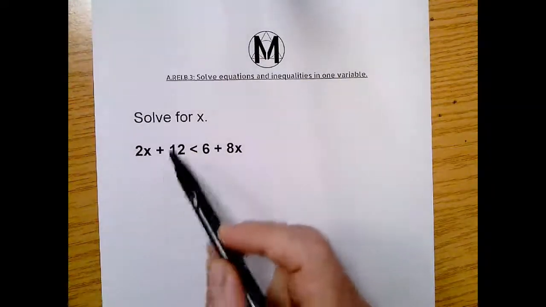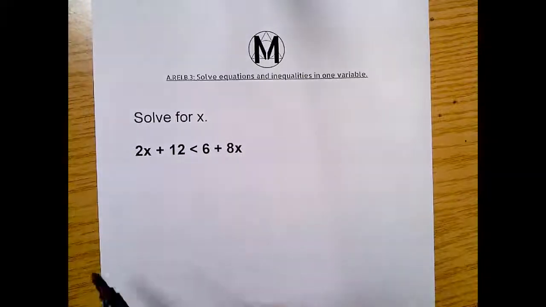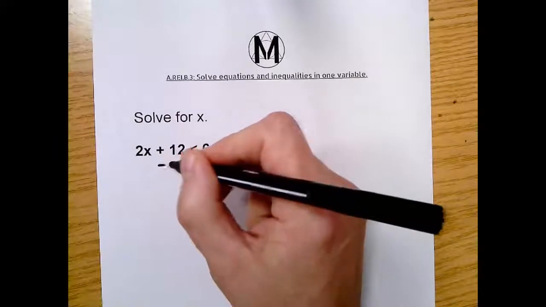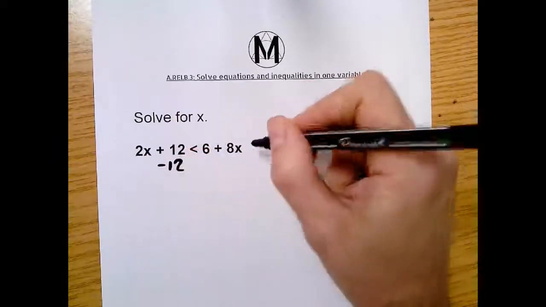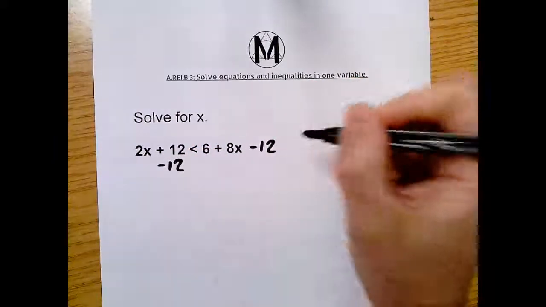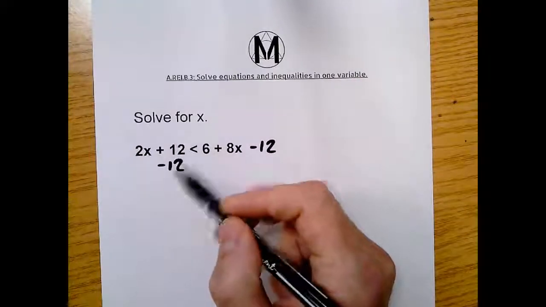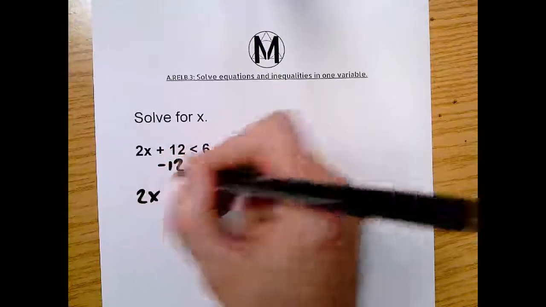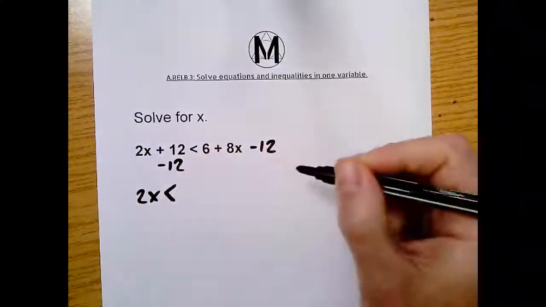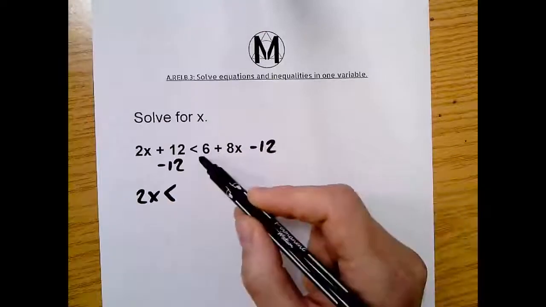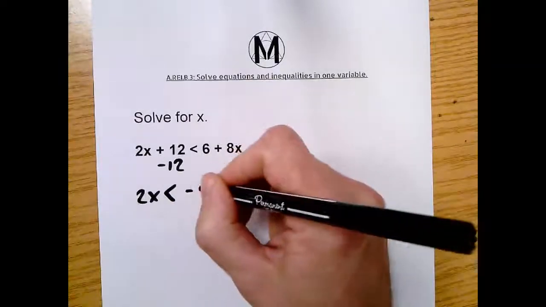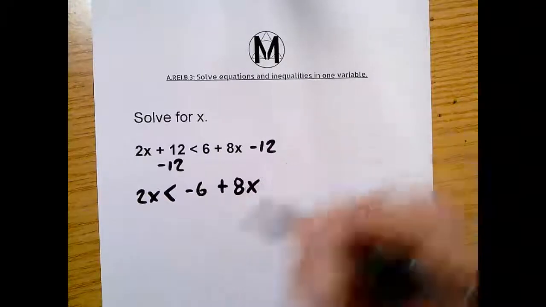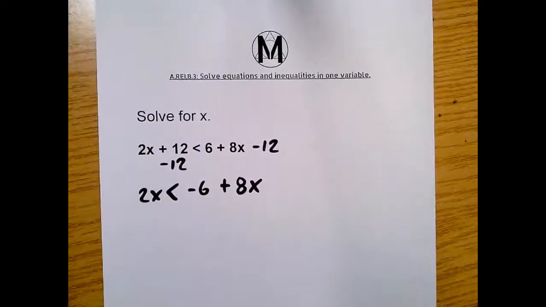I'm going to keep my x's on my left and move my constants to the right. So if I want to move this 12 over, what I do is I just subtract 12 from this side, and then I also have to subtract 12 from that side. Okay, and 12 minus 12 is 0, so that goes away. So now I'm left over here with 2x is less than, and let's go ahead and combine those like terms. 6 minus 12 is negative 6 plus 8x. All right, let's keep on going.